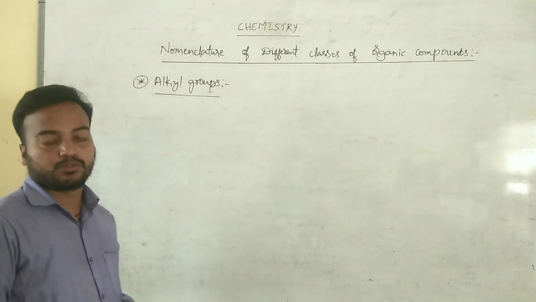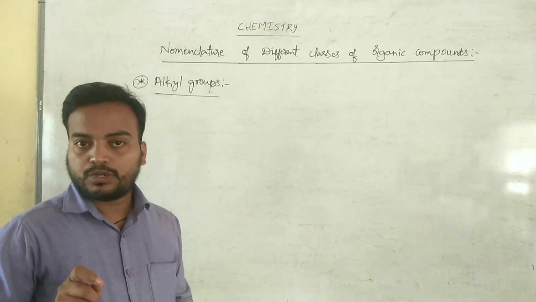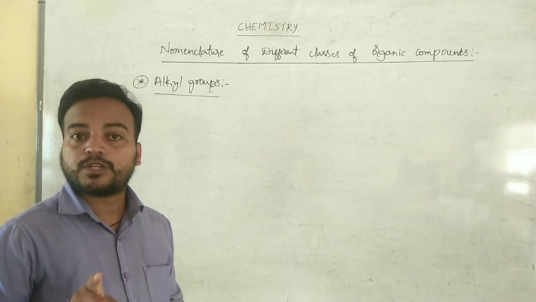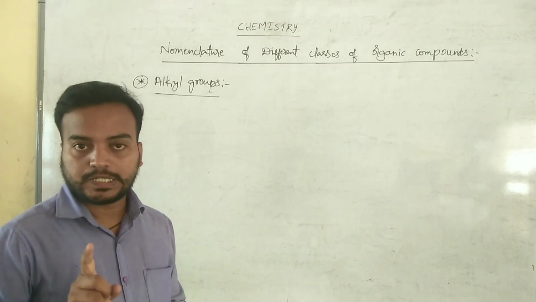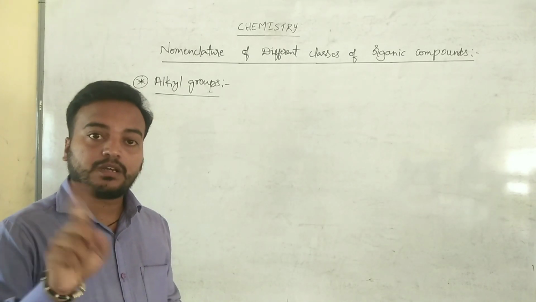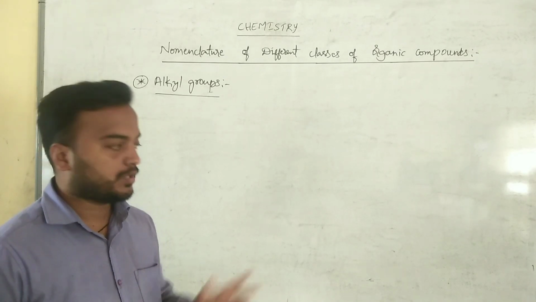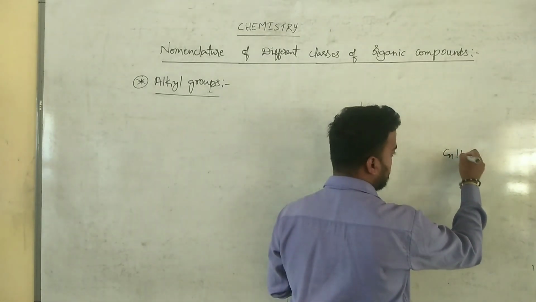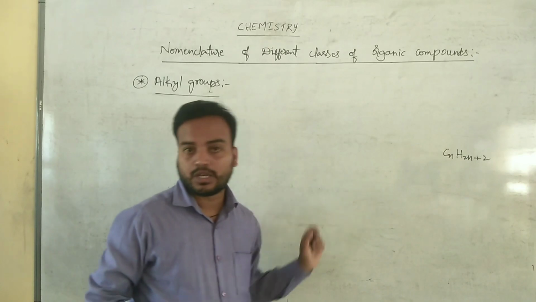Next one, alkyl groups. So what are alkyl groups? The removal of one hydrogen atom from the molecule of an alkane gives alkyl groups. Alkanes have the general formula CnH2n+2.